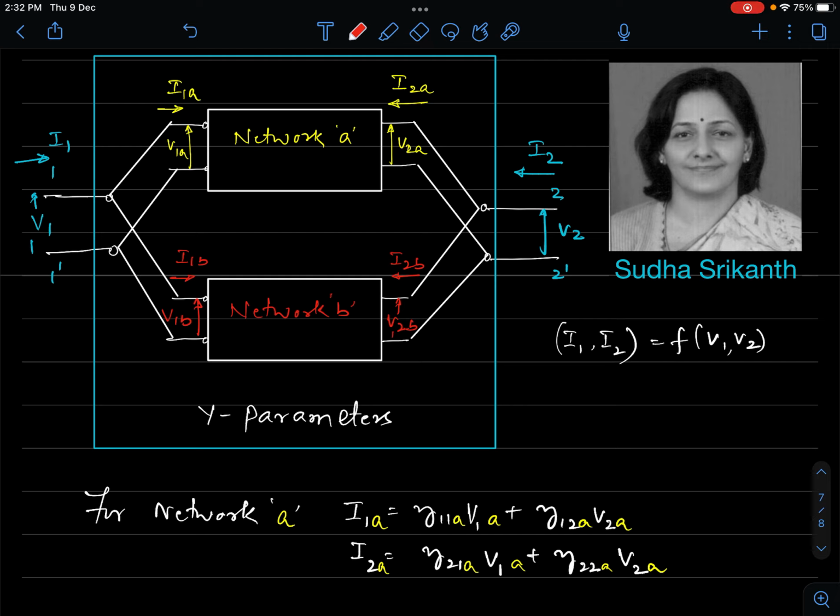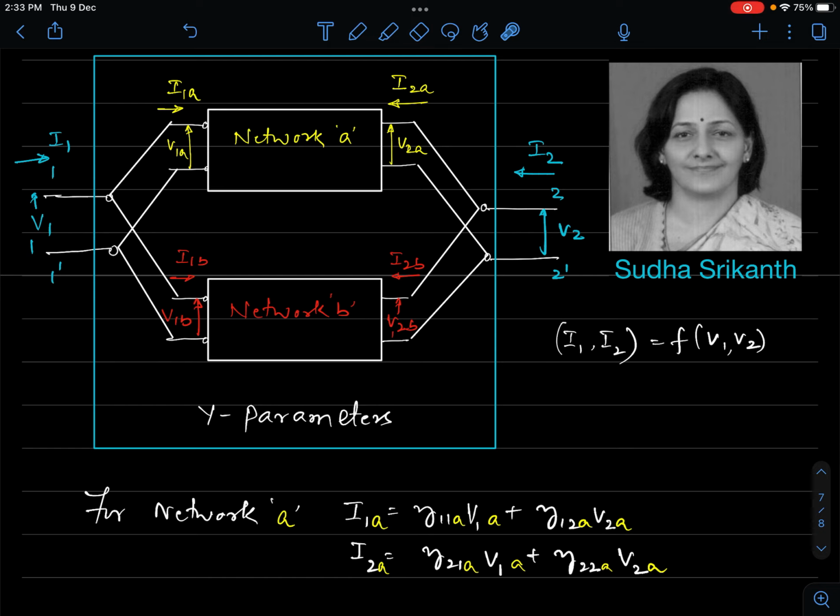So, what can be observed from this network configuration? If you look at this network configuration, it is very evident that V1 is the voltage between these two terminals, which are appearing between the two input terminals of network A and network B respectively. The voltage that is available between 1 and 1 dash, that is V1, is also the voltage between 1 and 1 dash of the A network, and 1 and 1 dash of the B network. I suppose I'm not wrong in saying so.